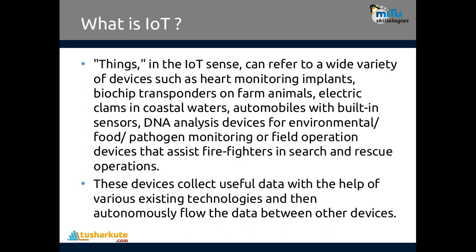Okay, so what do you mean by things? Things in the IoT sense can refer to a wide variety of devices such as heart monitoring implants, biochip transponders on animals, electric clams on coastal waters, automobiles with inbuilt sensors, DNA analysis devices for environmental or food pathogen monitoring, or field operation devices that assist firefighters in search and rescue operations. So almost everywhere, a thing considers everything which may be an electronic device, electrical device, automobile device, or it may be a natural thing which is created by nature. All these can be part of IoT.